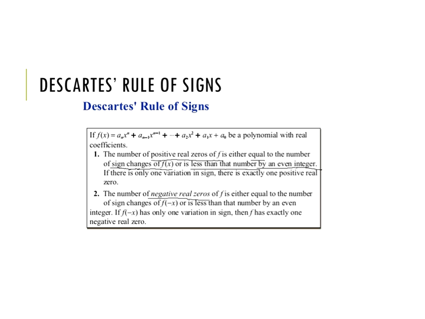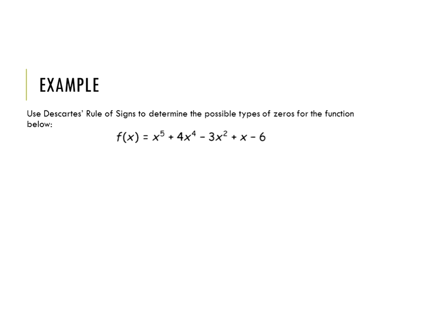Then to find your negative real zeros, you basically do the same thing, except you look at the sign changes in f of negative x. So again, we take the number of sign changes in f of negative x, and that number or that number less by an even integer would be the number of possible negative real zeros. All right, so let's take a look at an example with this, because I think looking at the example helps a little bit more than just talking through the words.